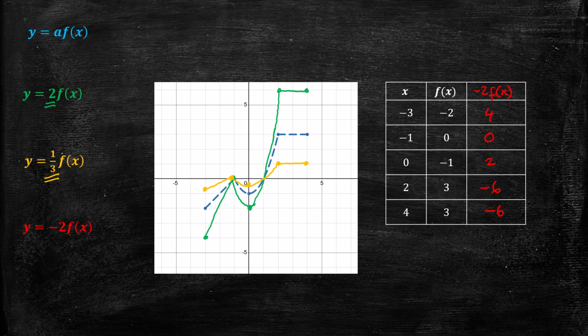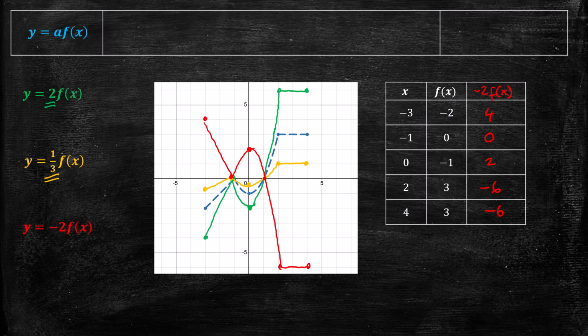We graph these points. What we are going to find, I'm going to just put a dot there because the x-intercepts stay fixed. We have kind of the same shape, but flipped upside down. So this is a reflection. That negative results in a reflection over the x-axis.